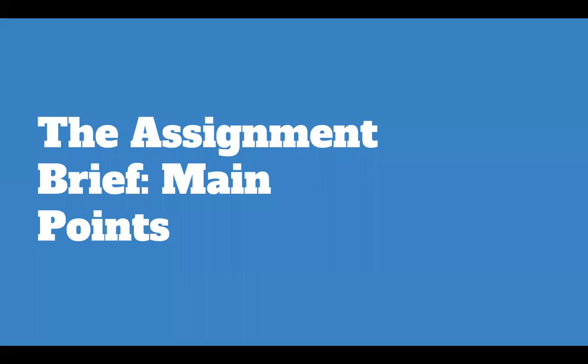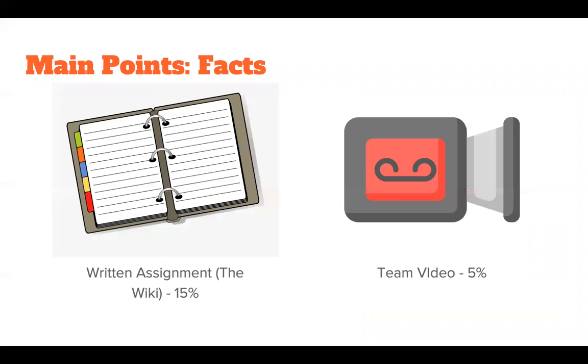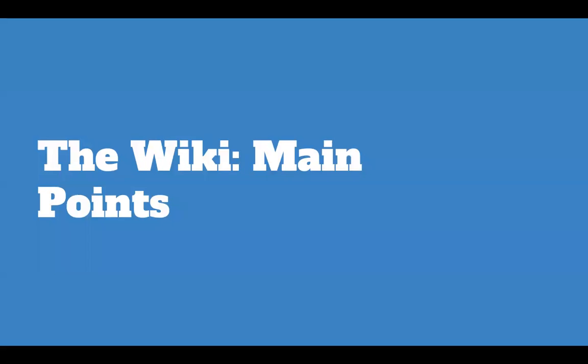A couple of key points that I'd like to first point out about this assignment is that the assignment is essentially worth 20% of the course, consisting of 15% written, which is the wiki, and 5% the video. It's important to understand that this assignment isn't weighted highly, so please don't stress about it. As I go through it in this video, you'll see it'll be a piece of cake. So first of all, let's talk about the wiki.